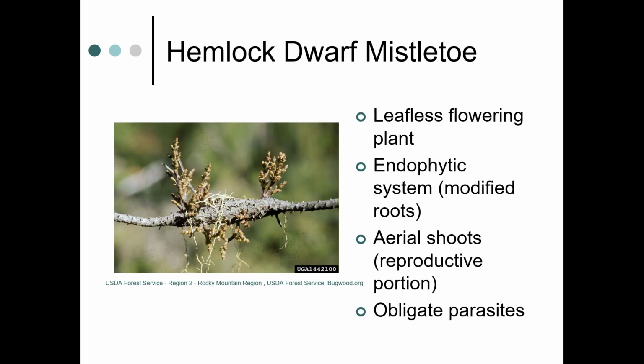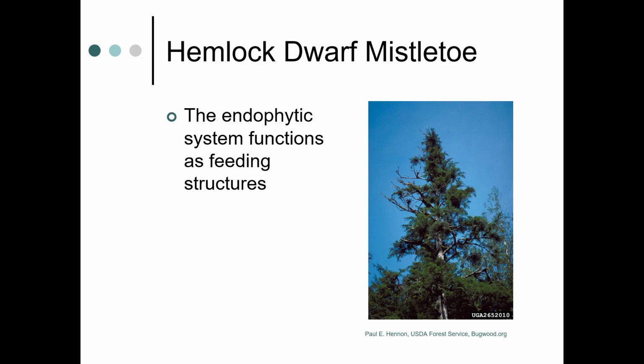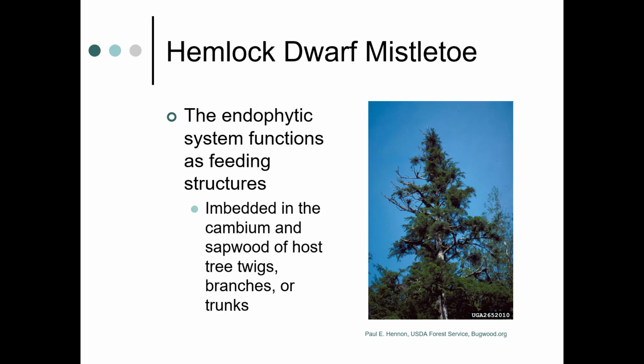So mistletoe. Hemlock dwarf mistletoe is a leafless flowering plant. Its endophytic system, those are modified roots. Aerial shoots are the reproductive portion. Endophytic means inside. They're obligate parasites, so they need something to parasitize. So the endophytic system functions as feeding structures, and they embed in the cambium and sapwood of a host of tree twigs, branches, or trunks.